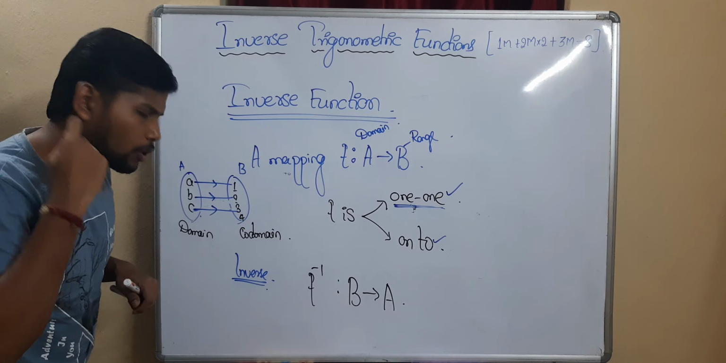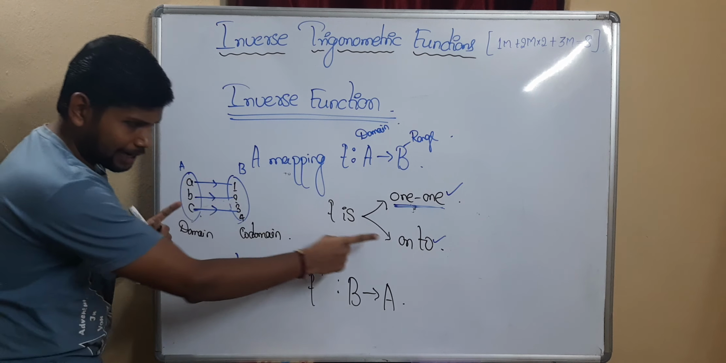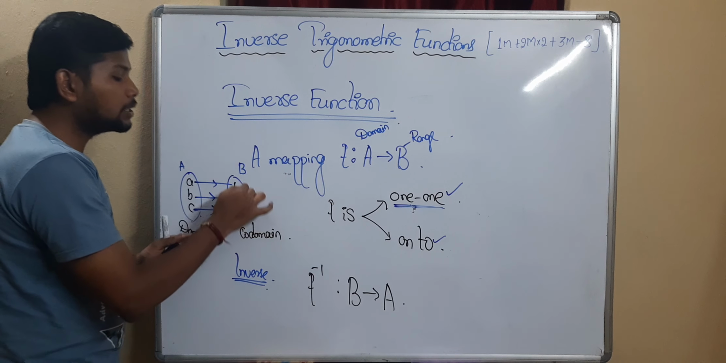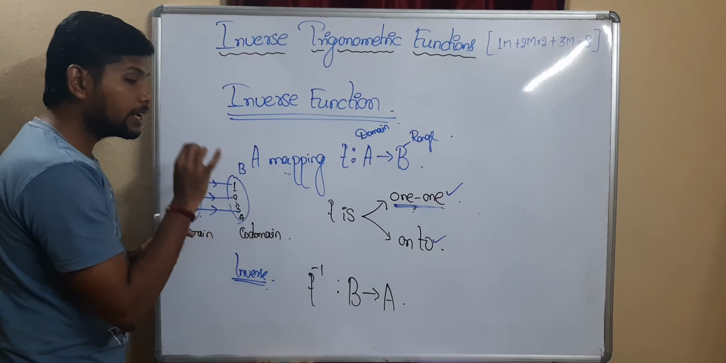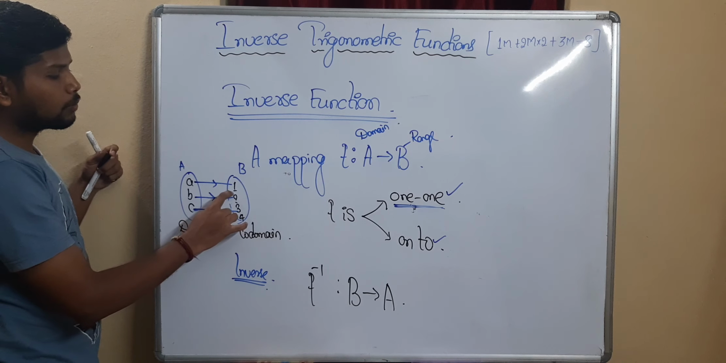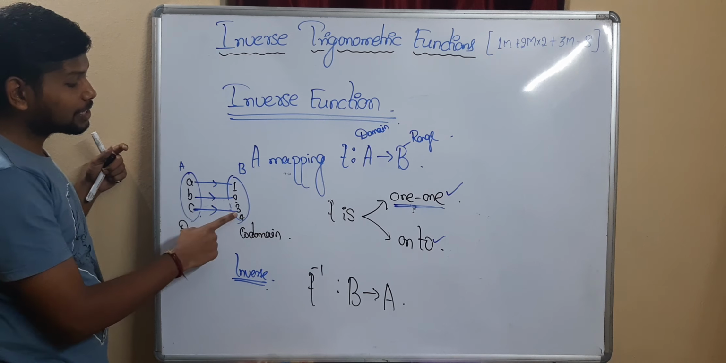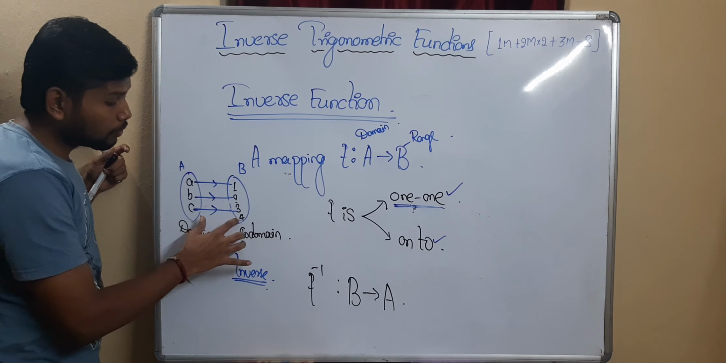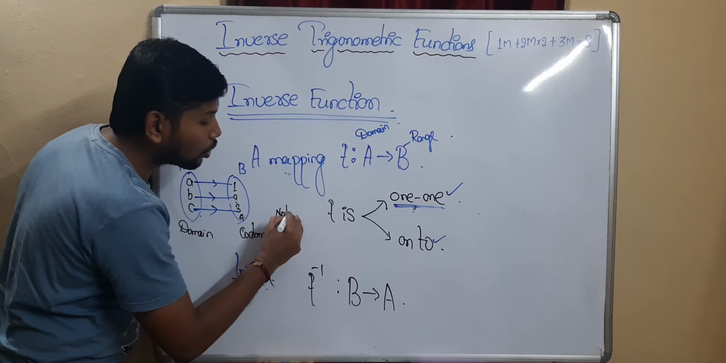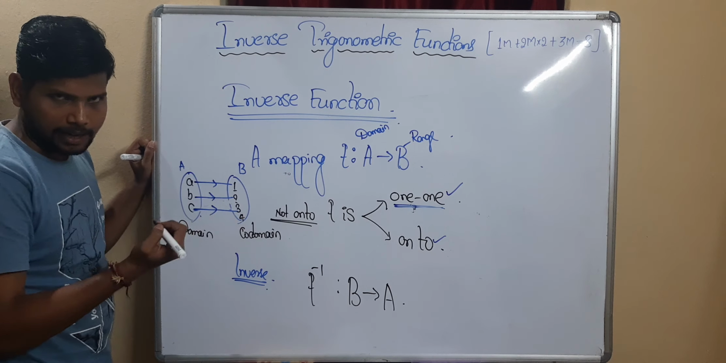What's the meaning of onto? Onto is very simple. Codomain, you can see easily. For the same example, I'd like to define onto. What is onto means? Every term in the codomain is having a preimage. Whether 1 is having a preimage? Yes. 2 is having the preimage? Yes. 3 is having the preimage? Yes. What about 4, is it having any preimage? No. That's why it is not onto. Why? Because 4 is not having any preimage.